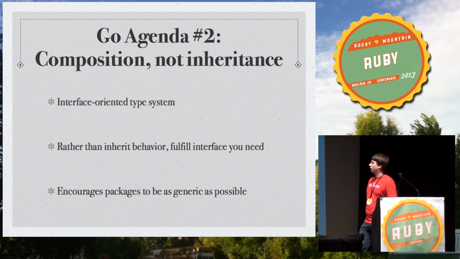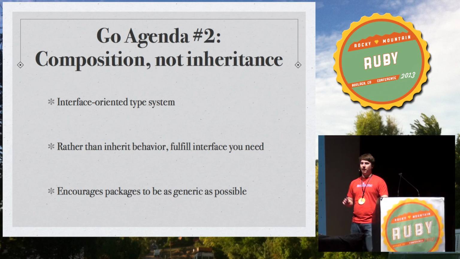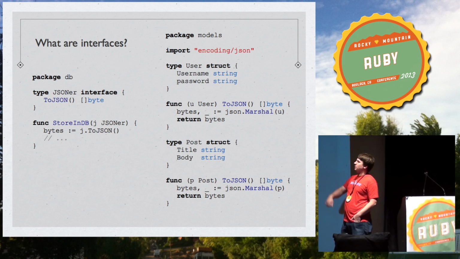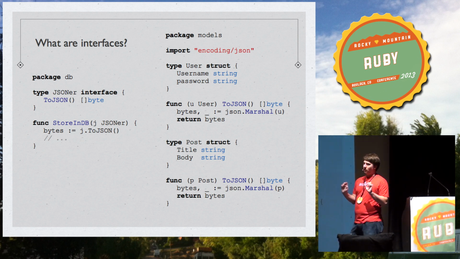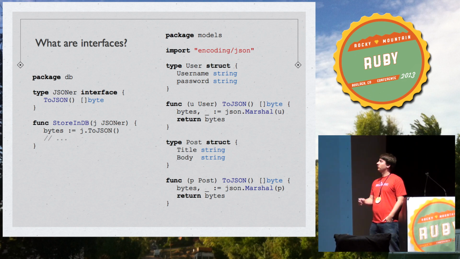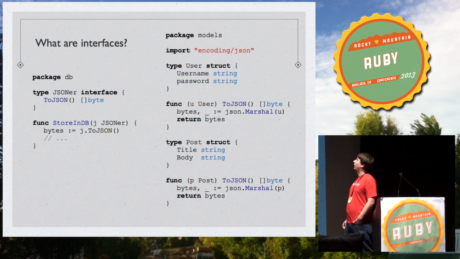And I think that this encourages packages to be really, really generic, just to find an interface that they need, and then just go for it. So this is what an interface looks like in code. Let's say we have a database package that has a JSONer type, like JSON-er. That's kind of an idiom. That has a toJSON method that returns a slice of bytes, which is basically an array.